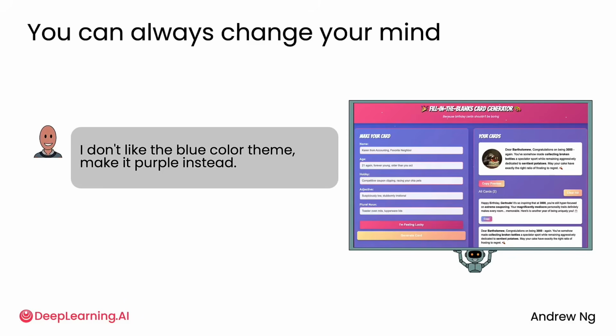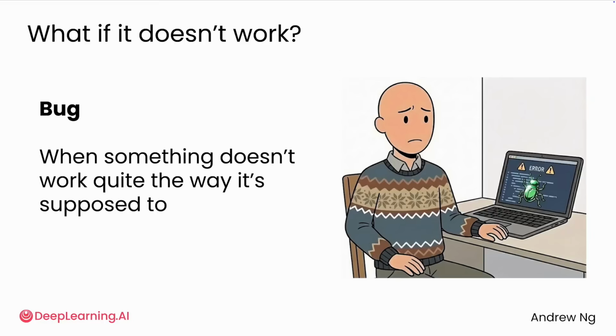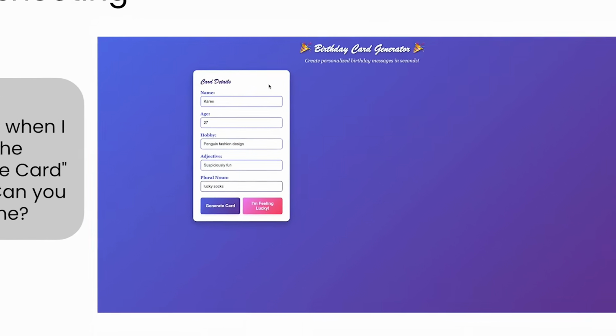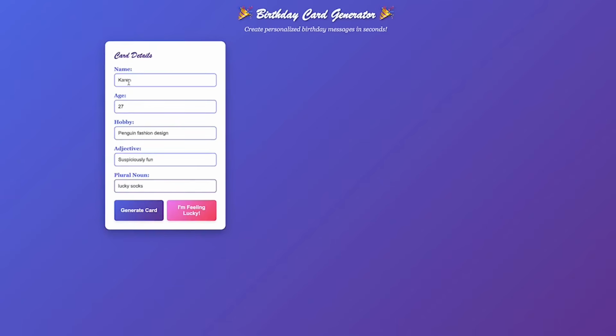Now, a lot of the time, AI is pretty good at giving you exactly what you ask it to do. But sometimes there's a chance to generate an HTML page that doesn't work. In software, we call this a bug, when there's something that doesn't quite work the way it's supposed to. Here's actually a broken version of an app that AI generated for me earlier, where I've typed in all of these fields, but if I click generate card, nothing happens.